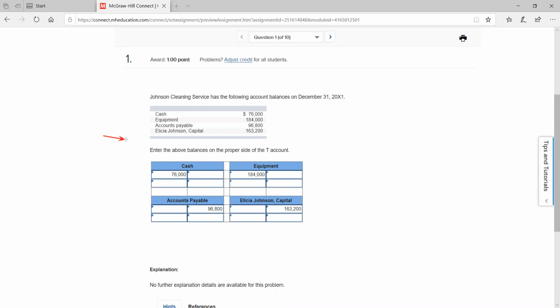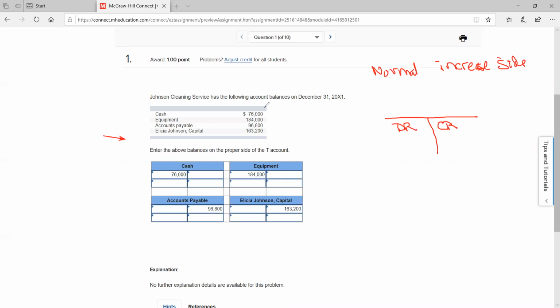Just as a reminder, if we draw a T account, remember that the left side of the T account is the debit and the right side is called the credit. The normal balance of any account is always the increase side. So go back and review the lecture PowerPoint on the debit and credit rules.